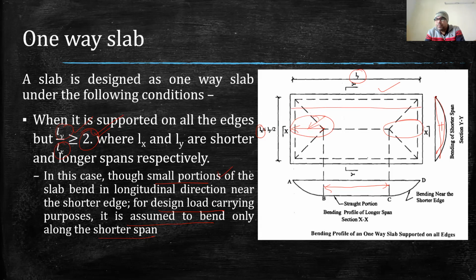There you can see the bending is varying along the whole span in the shorter case. But in this case, bending is constant between BC, but it is varying between AB and CD. So this bending will be taken care of by providing the secondary reinforcement, which is the temperature reinforcement.